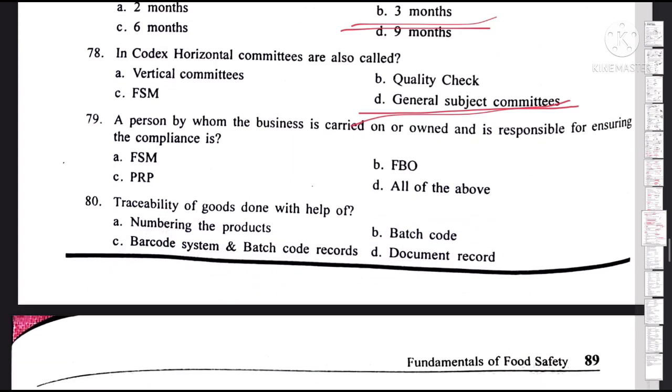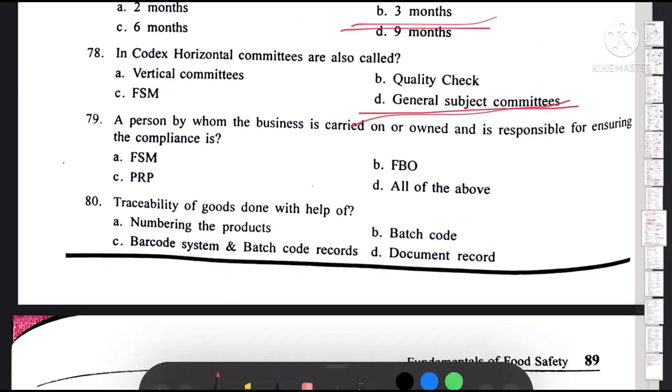Next, a person by whom the business is carried on or owned is responsible for ensuring the compliance: FSM, FBO, PRP, or all of the above. So the correct answer is FBO. The short form is given only to confuse you. FBO stands for food business operator. So a food business operator is a person who opens a business and owns it. The full form is given here only to confuse us. So the correct answer is food business operator.